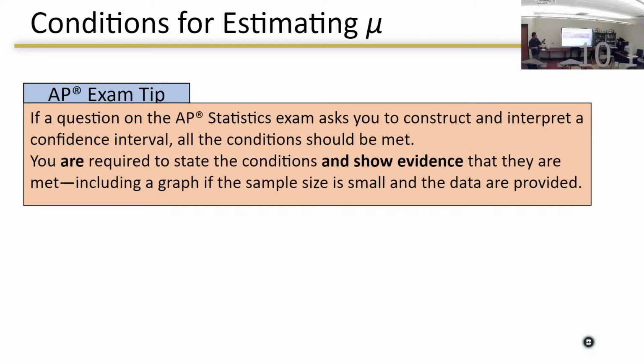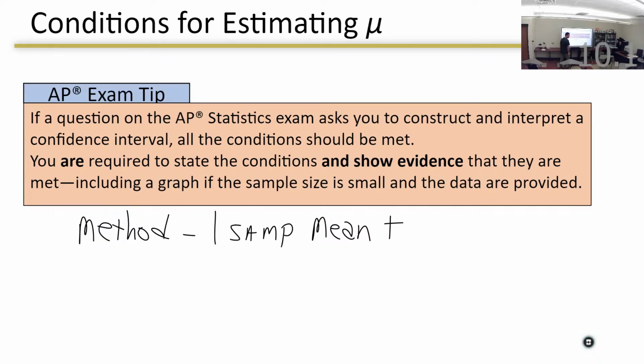If an AP question asks you to construct and interpret, that's the full-blown deal, right? You better give me a method. What's your method this time? One samp, please don't put prop, because this is not props. One samp mean t, and don't put test. This is an interval. That's your method. That's about as short as you can write it.